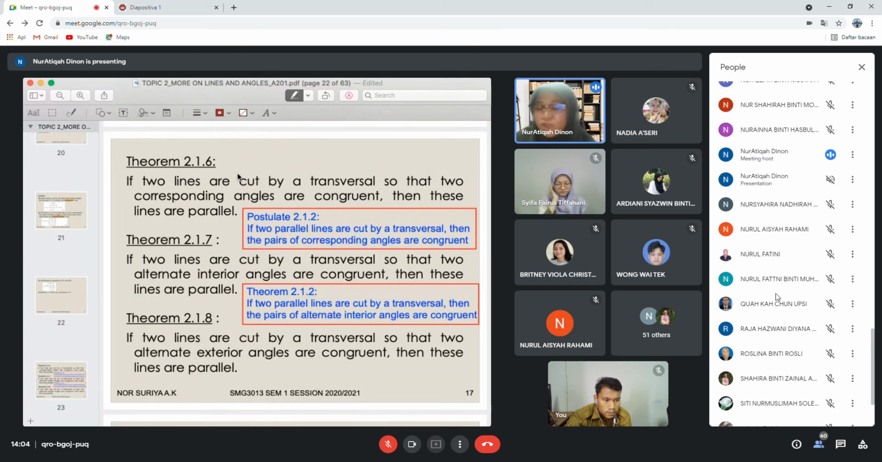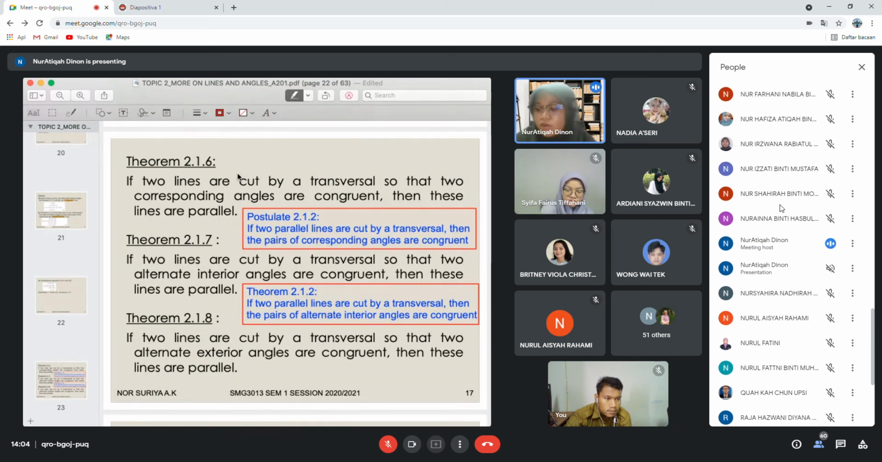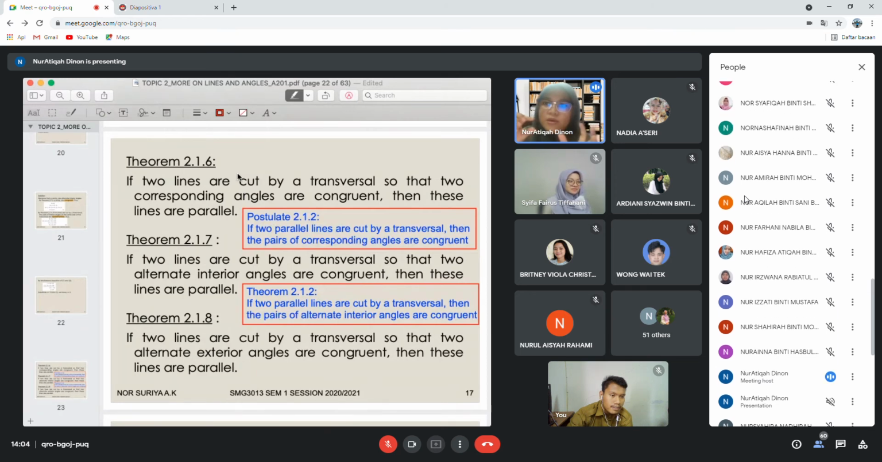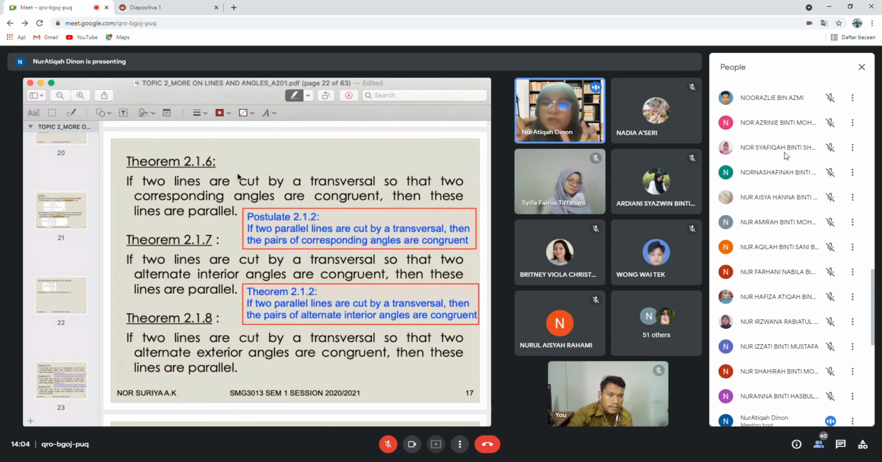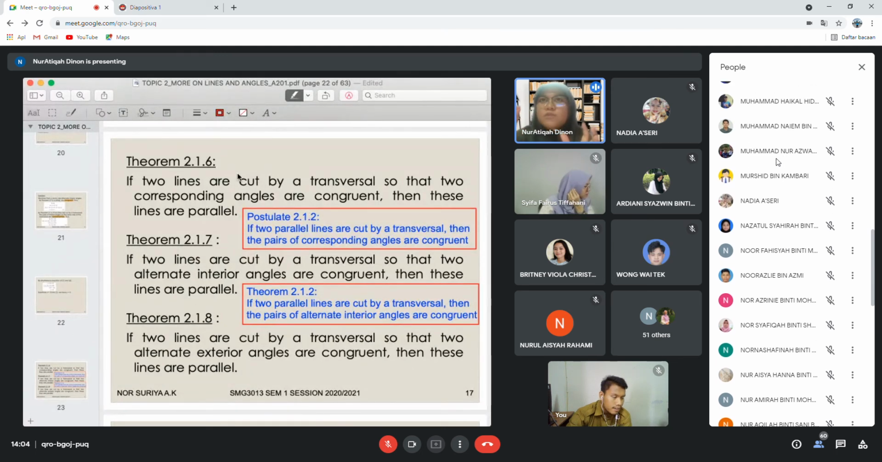previously if we don't come up with that theorem, the only method that we have to prove parallel lines is only based on the definition of parallel line. So whenever we want to prove anything that is related to parallel line, we will go back to the definition of parallel line. But we cannot relate to the angle. We can relate to the list of theorems that we have just now.